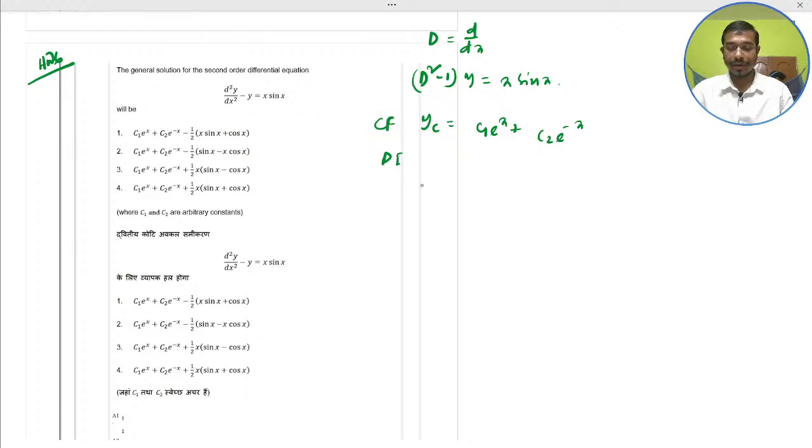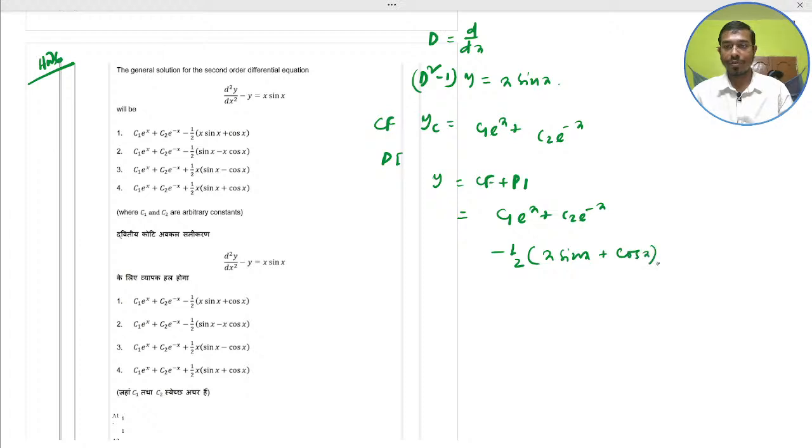and finally you would get the solution that y equal to CF plus PI, that is c1 e to the power x plus c2 e to the power minus x, and the PI would be half of x sin x plus cos x. You would calculate the PI at home, and the answer would be option 1, c1 e to the power x plus c2 e to the power minus x minus half x sin x plus cos x.